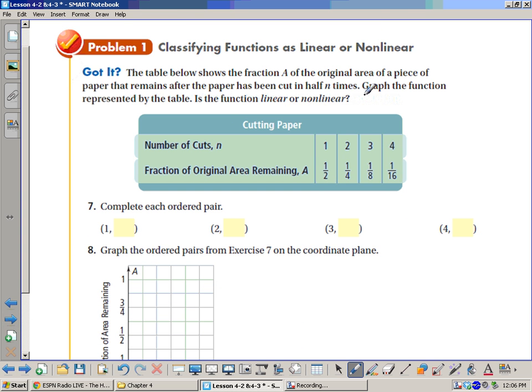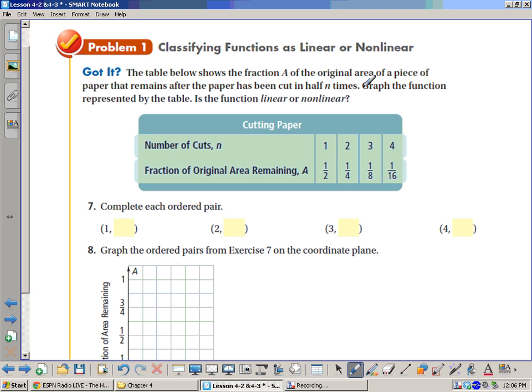So let's look at the table here and see if we can create the pattern and see if we can figure out or recognize an equation that represents this. So we're going to look at the number of cuts in a triangle. So the table below shows the fraction A of the original area of a piece of paper that remains after the paper has been cut in half n times.